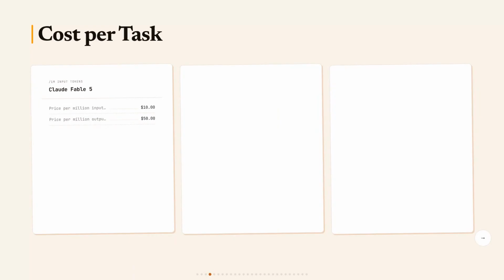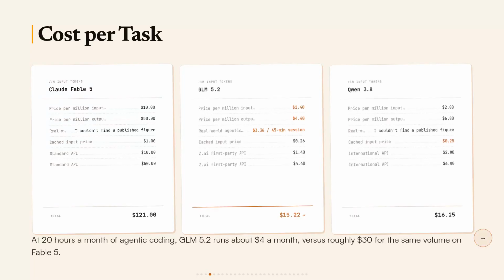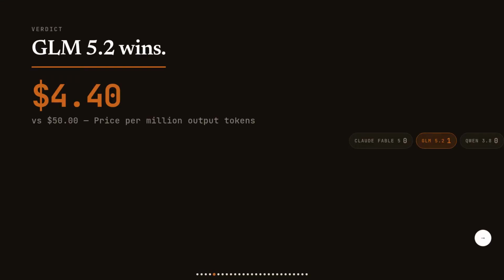In a community-reported real-world test, a 45-minute autonomous coding session in Claude Code running on GLM 5.2 cost $3.36 for 6 million tokens with a 72% cache hit rate. There's no comparable published figure for Fable 5 doing the same job. Cached input is close across all 3, but Qwen 3.8 edges it at 0.25 per million against GLM 5.2's 0.26. Fable 5 sits at $1. GLM 5.2 wins this one clean.